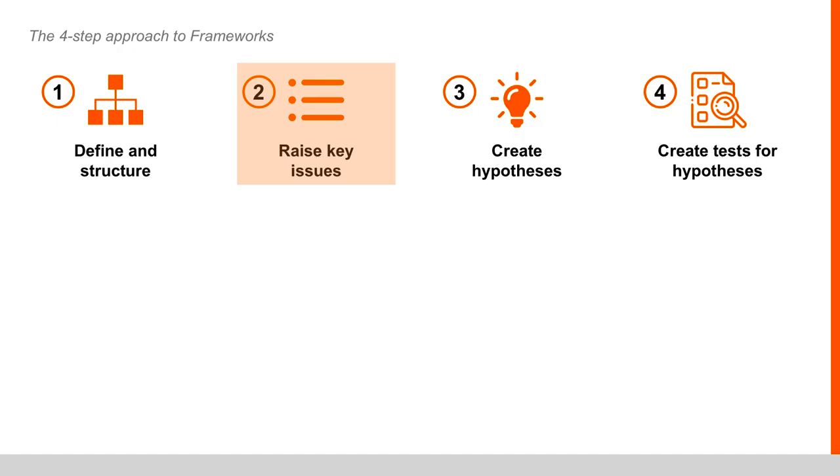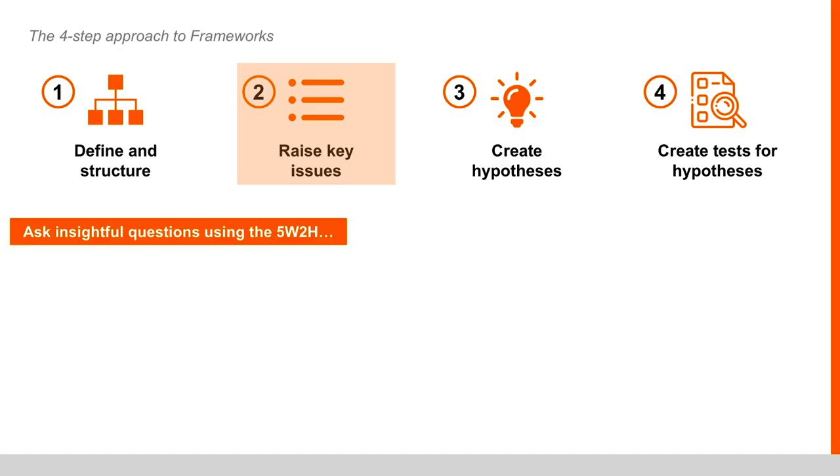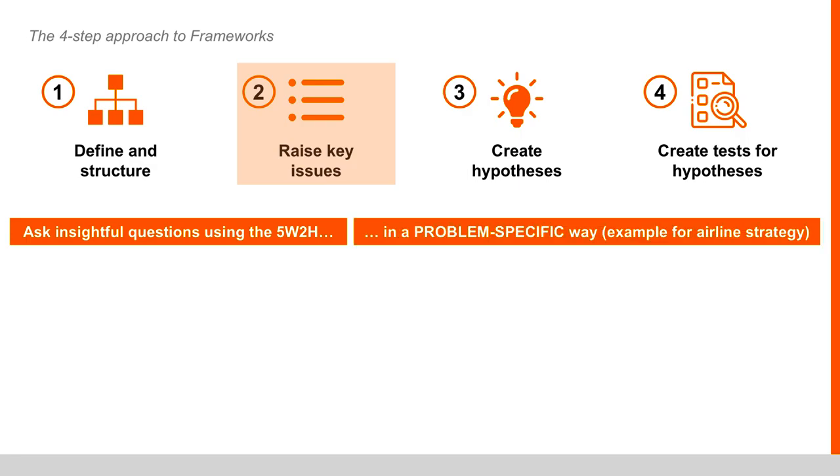As I mentioned before, the way to raise good key issues is to ask insightful questions using the 5W2H. But there's a bit more to it. These questions should be asked in a problem-specific way. I'm going to give examples of generic questions you could ask in a case, and then show you the same questions specifically for an airline strategy case.